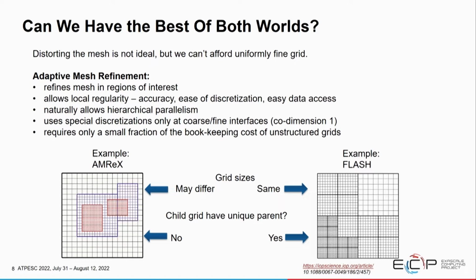The second thing is I allow local regularity. When I'm doing operations within one of those boxes, here each little black box is a cell, so you can see that when I go from black to blue, it's a factor of 2 refinement.